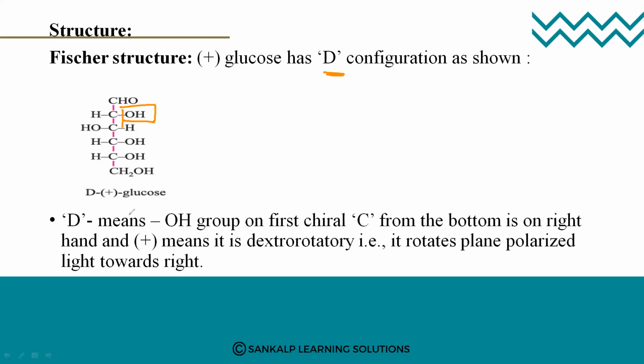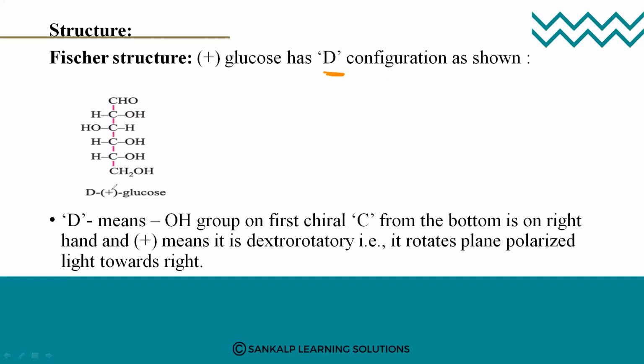D plus glucose. D means what here? D means the OH group on the first chiral carbon. This is the first chiral carbon, right? That is the OH group on the first chiral carbon from the bottom. We have to see the bottom, not the top one. From the bottom it is on the right hand side, and plus means it is dextro-rotatory.